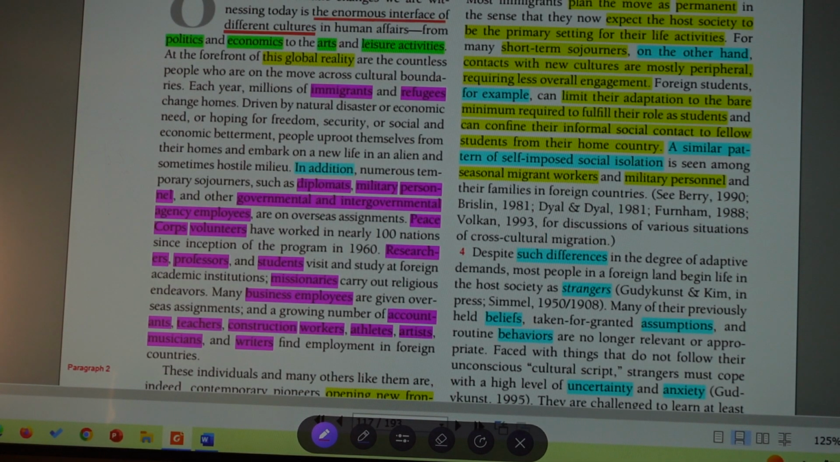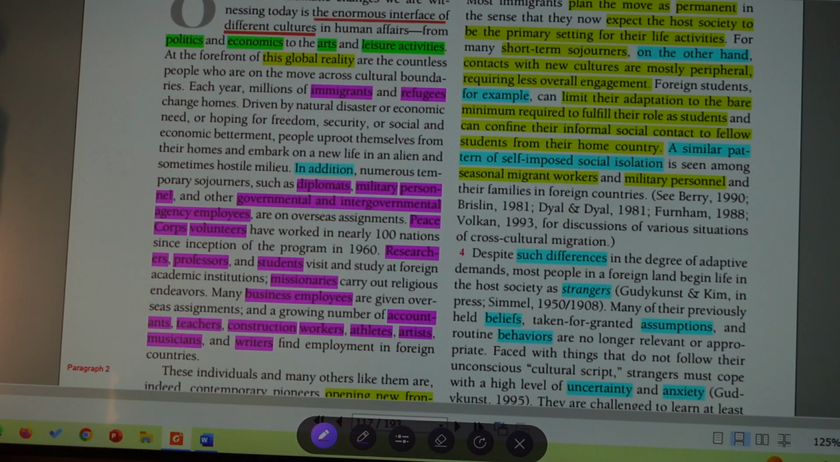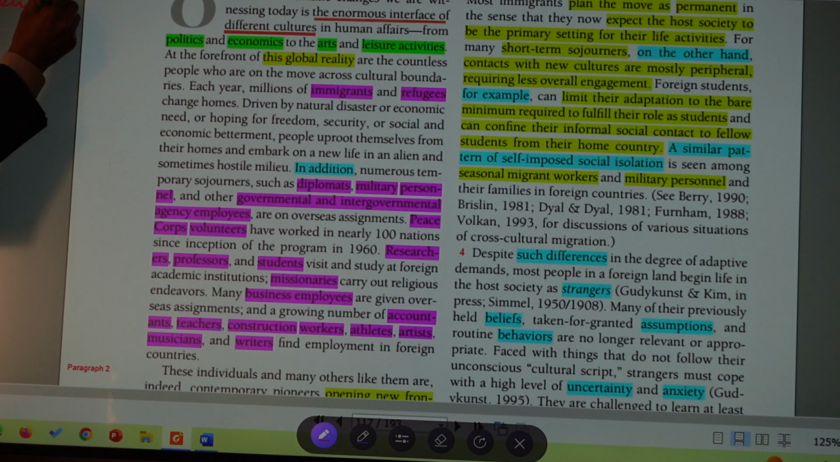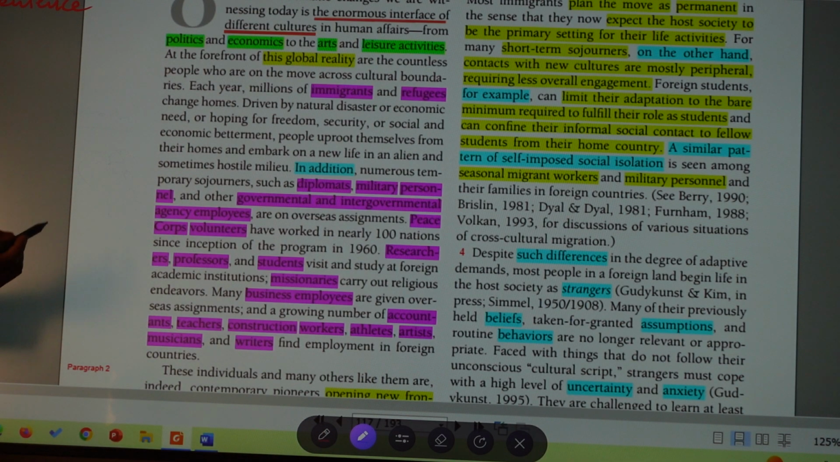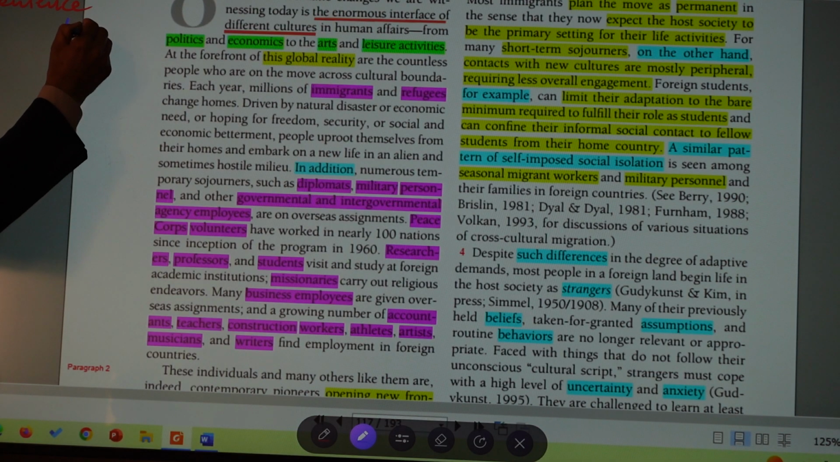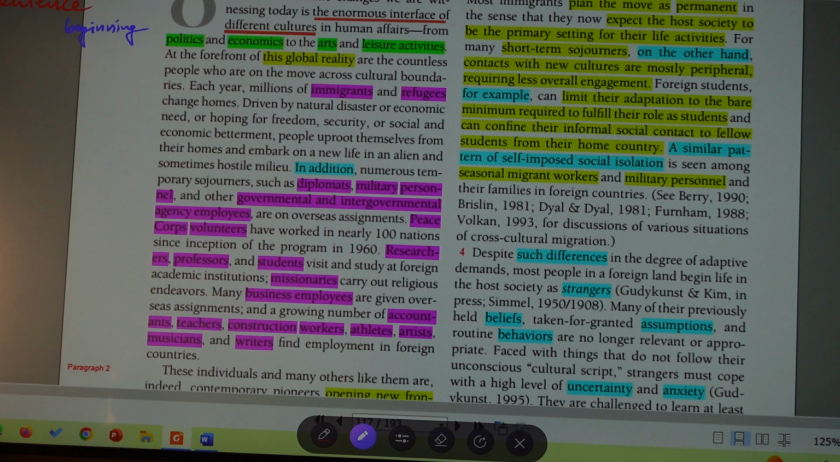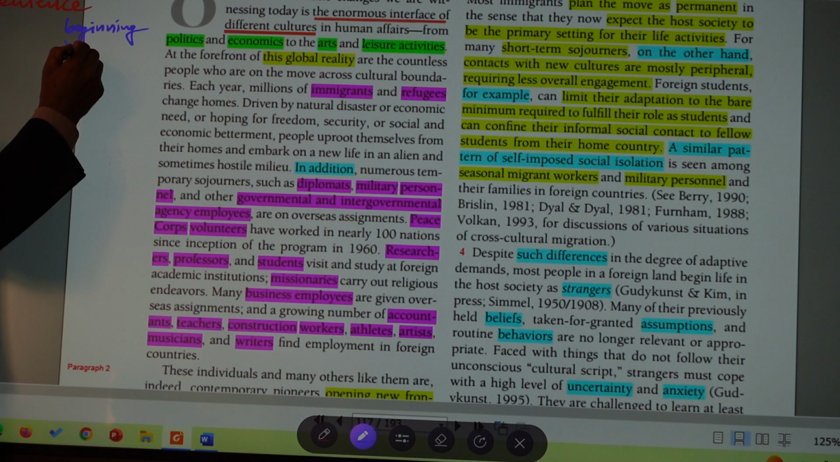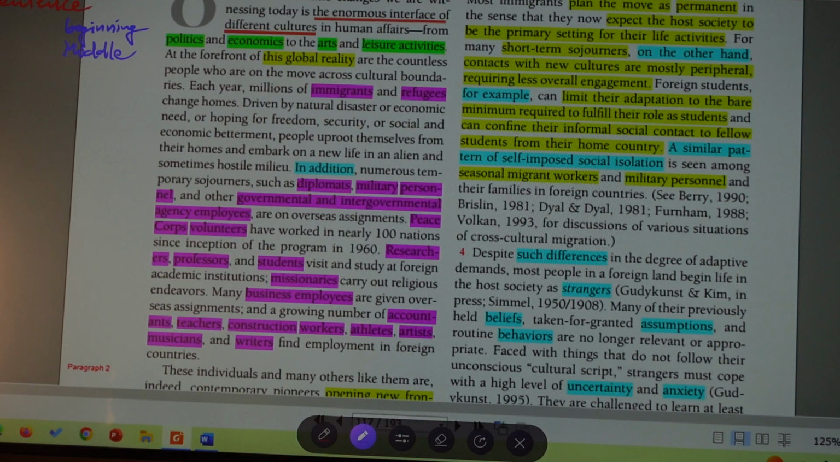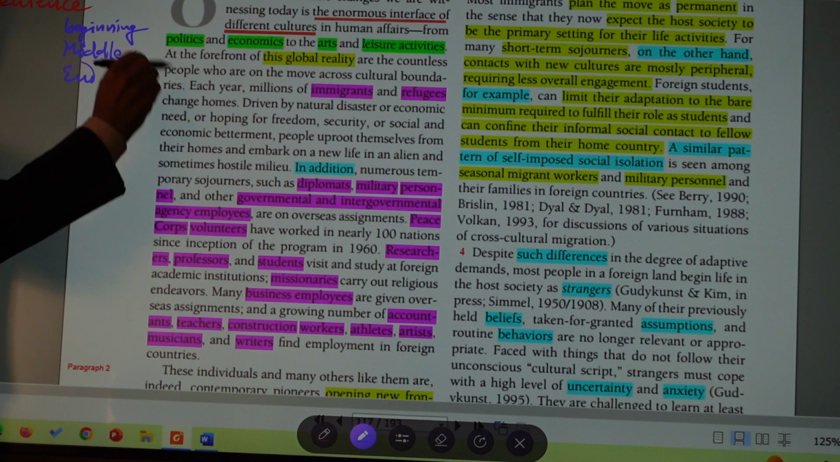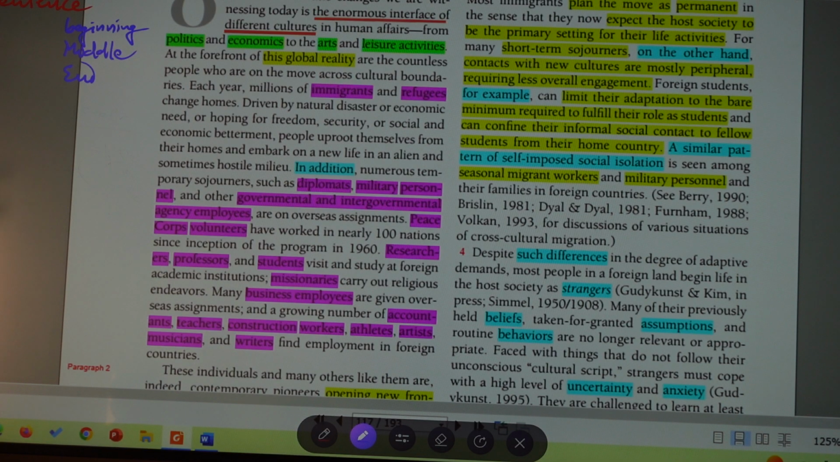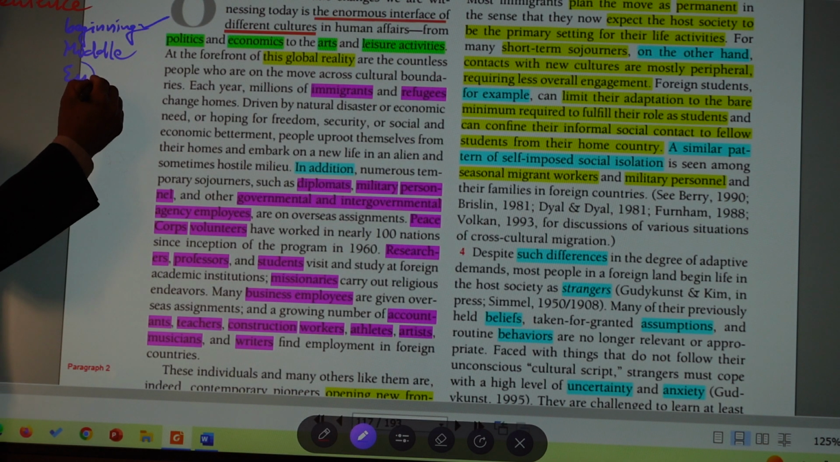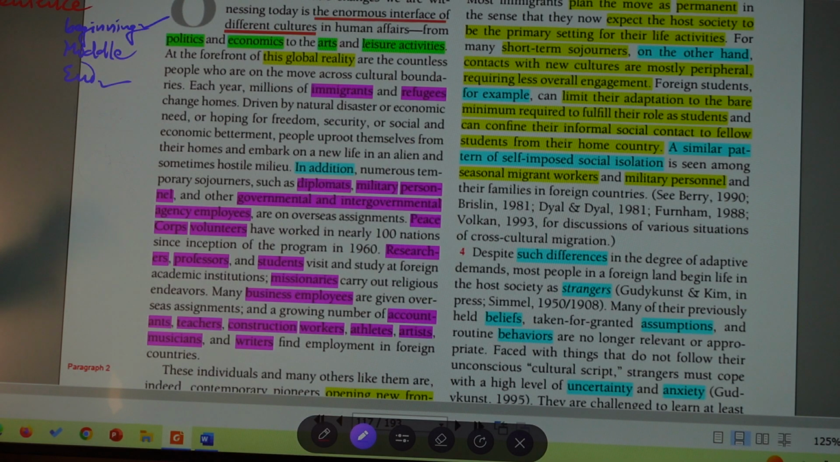What is a paragraph? First understand. A paragraph has a topic sentence, right? This topic sentence can be in the beginning, in the middle, or at the end of the paragraph, anywhere. But mostly it is at the beginning. Sometimes it is at the end. Rarely it is in the middle.